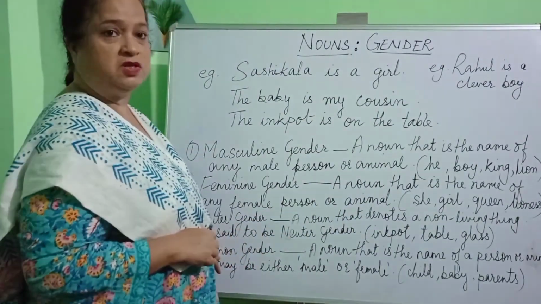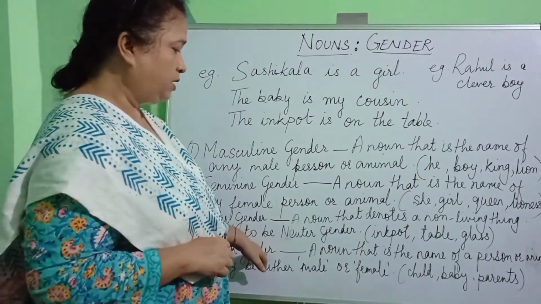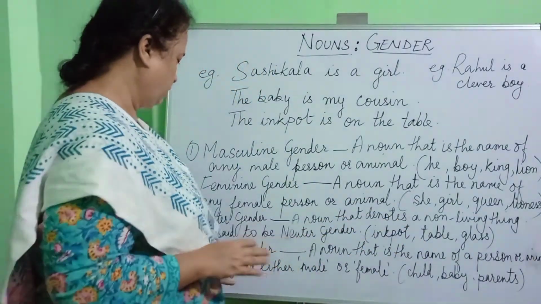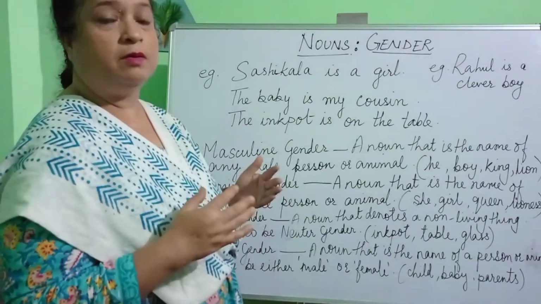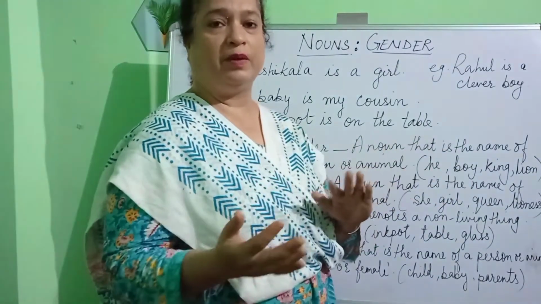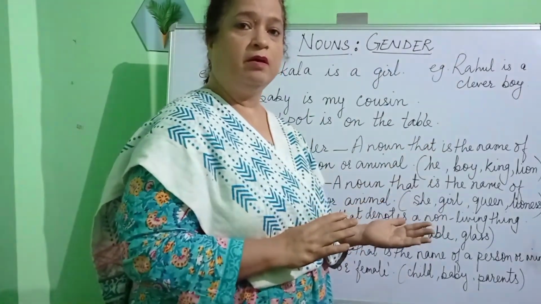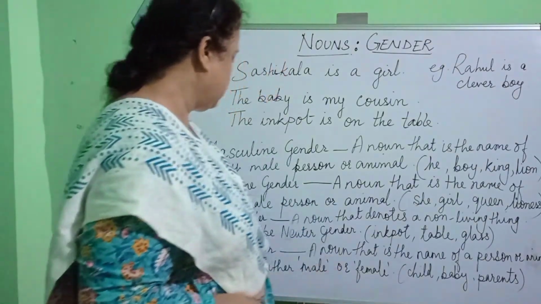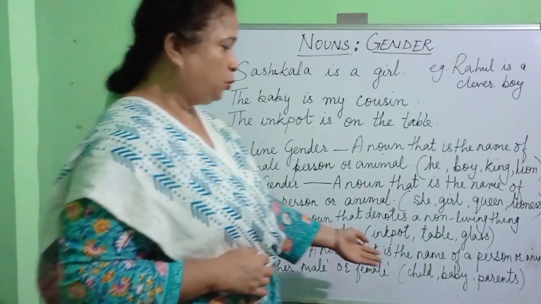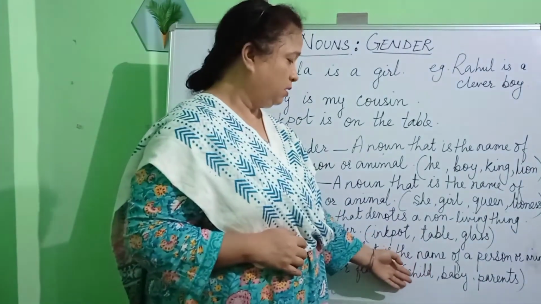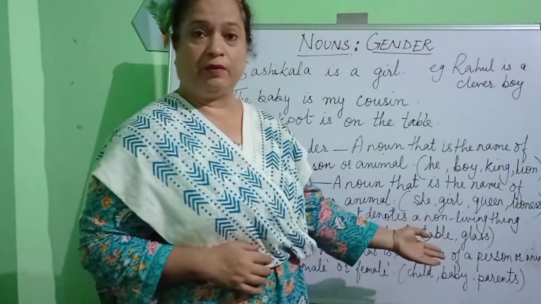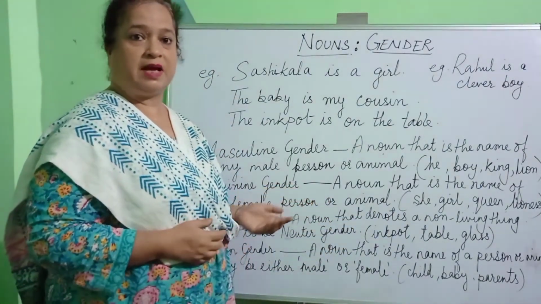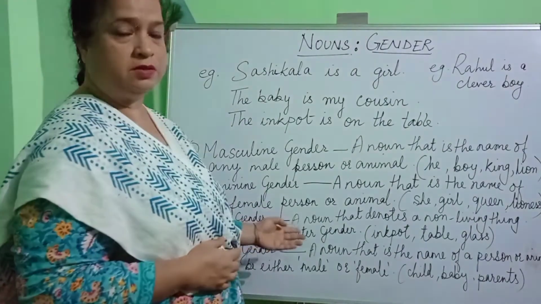Now the fourth kind of gender that we have is the common gender. So a noun that is the name of a person or animal that may be either male or female. It may be a male gender or it may be a female gender, but it is common. So they are known as the common gender. What are the words that we can have as examples? Child, baby, parents, children, teacher, police. These are some examples of the common gender.